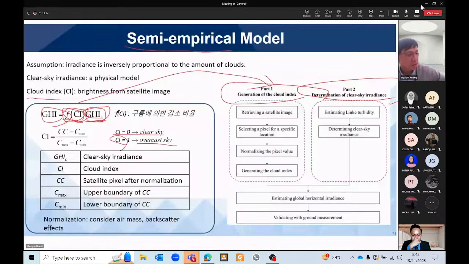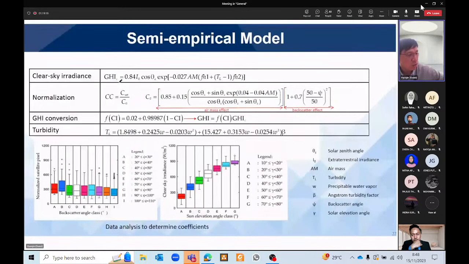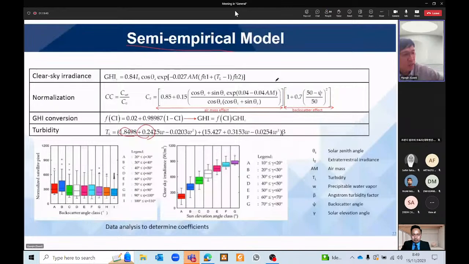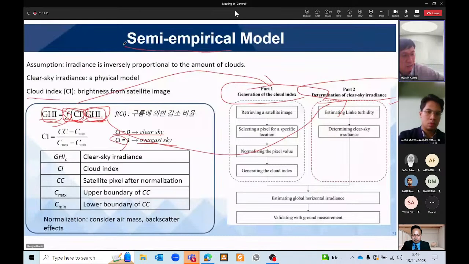We determined these models. I'm not going to explain too much. You see some values, therefore semi-empirical, statistically determined. Anyway, physics and empirical correlation are mixed. This one is well known. I mentioned that a global map is usually created using this method, semi-empirical, based on the satellite data. This model is well known for estimation.